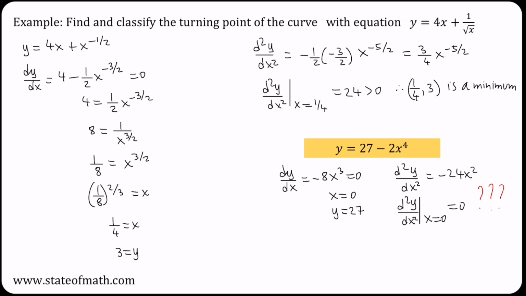In this case, we could use the tabular method, or we could also consider that 2x to the power of 4 is always non-negative. So the value of y will always be less than or equal to 27. This means that (0, 27) is a maximum.